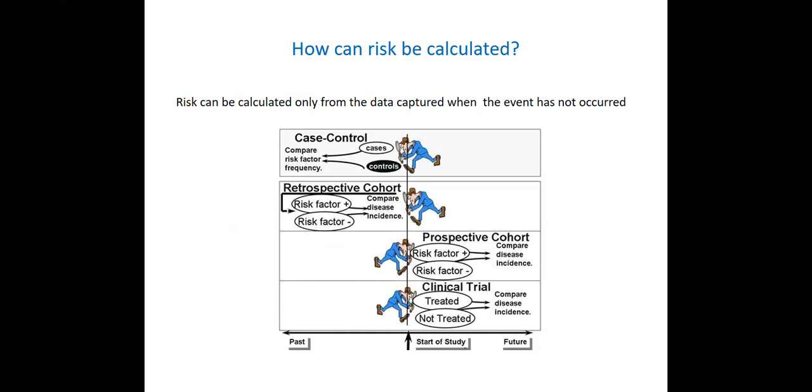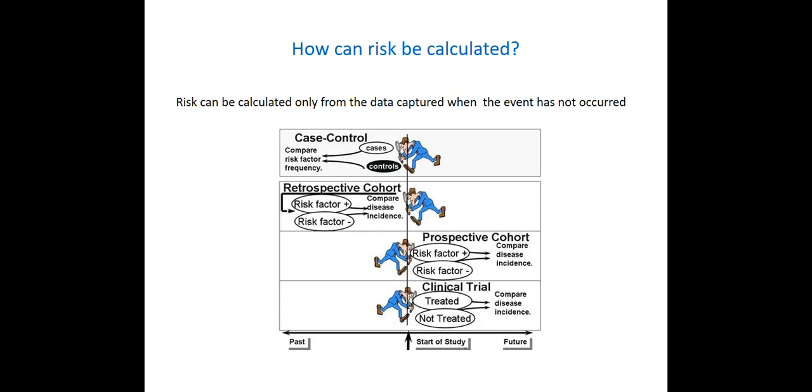Now, let's quickly conceptualize some of the things I just said about this cohort study, because they make you understand the usage of relative risk and odds ratio. Risk can only be calculated when you capture the event that has not occurred. You know, at the beginning of your study, the event has not occurred. That's the only way you can calculate the risk. If at the beginning of your study, the event has occurred, you cannot calculate risk.